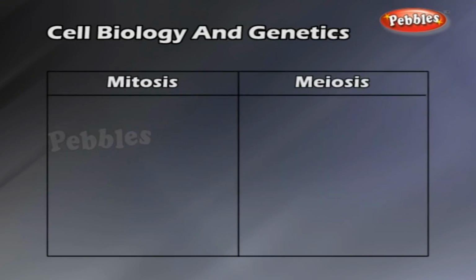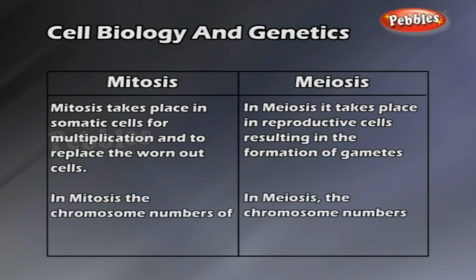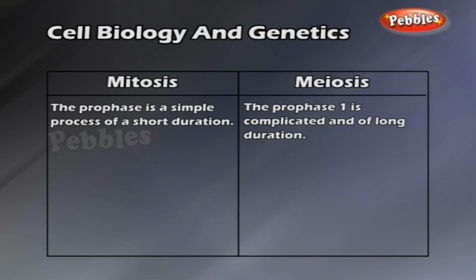Differences between mitosis and meiosis. Mitosis takes place in somatic cells for multiplication and to replace worn-out cells. Meiosis takes place in reproductive cells, resulting in the formation of gametes. In mitosis, the chromosome number of the daughter cells is the same as the mother cell. In meiosis, the chromosome number is reduced to half in the daughter cells.